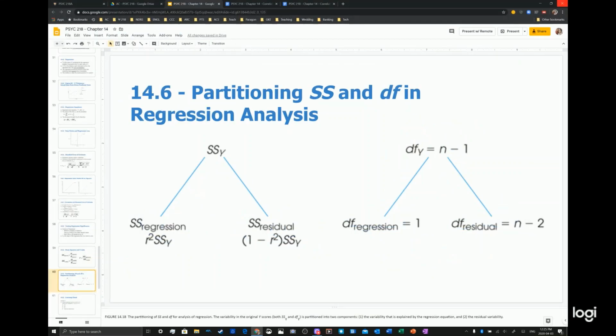So that's that. Again, your degrees of freedom regression is 1, which is not the same as your degrees of freedom residual. When you add up your degrees of freedom regression with the degrees of freedom residual, you get degrees of freedom y, n minus 1.